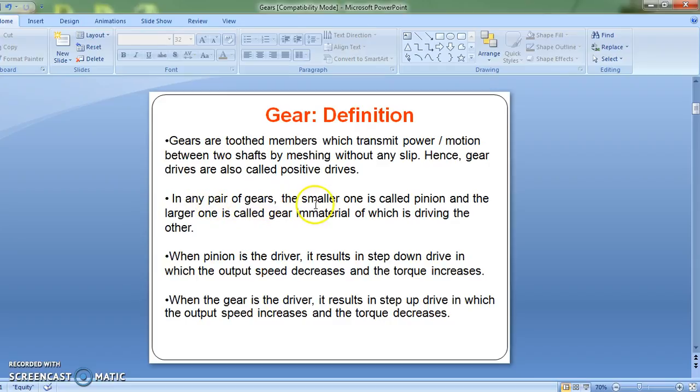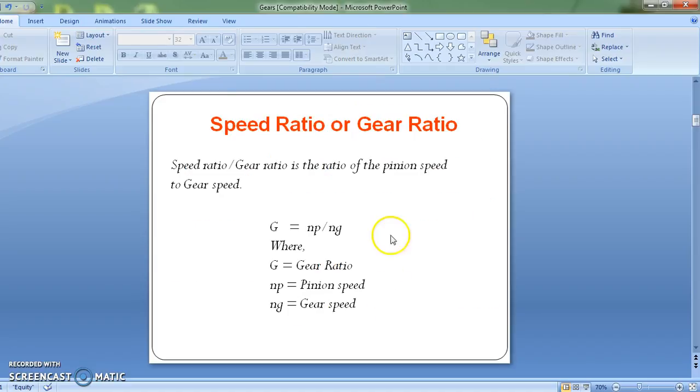In any pair of gears, the smaller one is called pinion and the larger one is called gear, immaterial of which is driving the other. When pinion is the driver, it results in step-down drive in which the output speed decreases and the torque increases. Whereas when the gear is the driver, it results in step-up drive in which the output speed increases and the torque decreases.